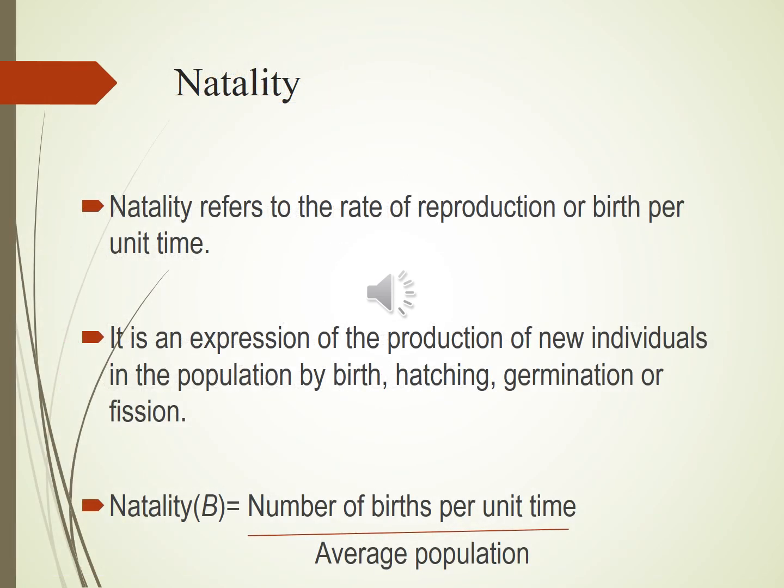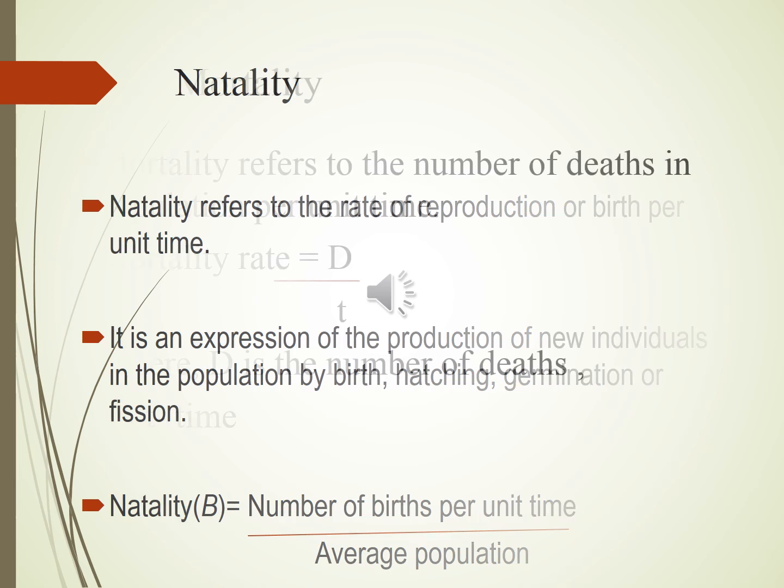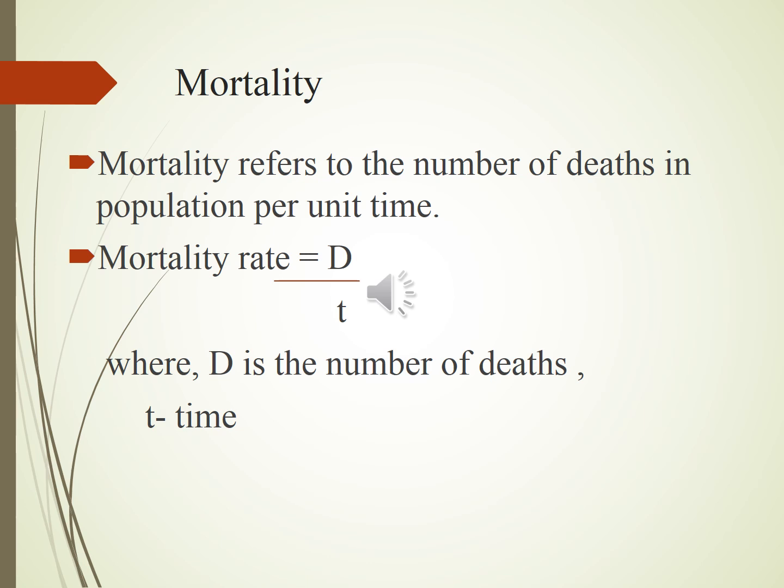Natality refers to the rate of reproduction or birth per unit time. It is an expression of the production of new individuals in population by birth, hatching, germination or fission. It can be calculated by the following formula. Mortality refers to the number of deaths in population per unit time. Mortality rate can be calculated by the following formula.